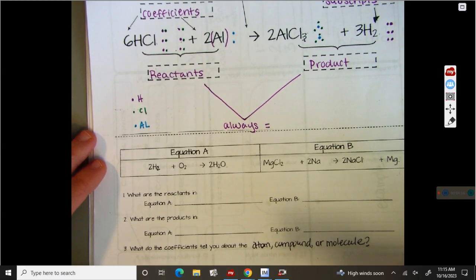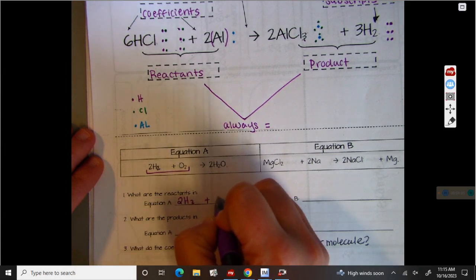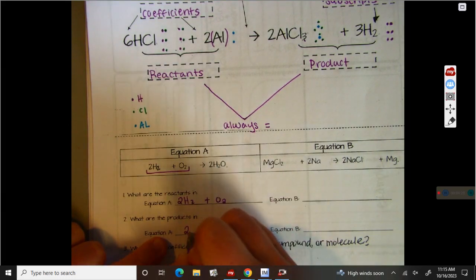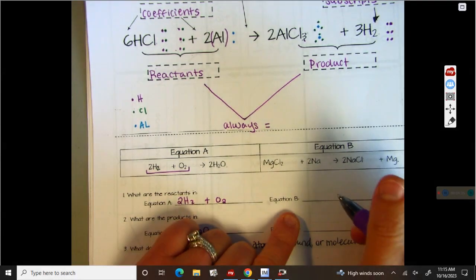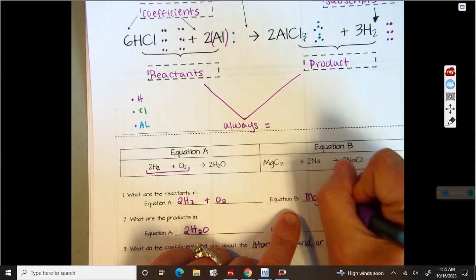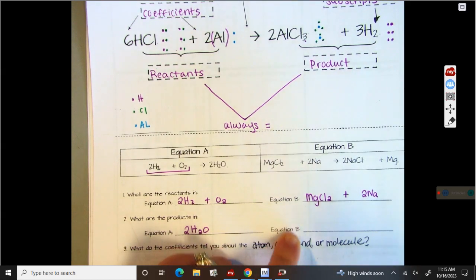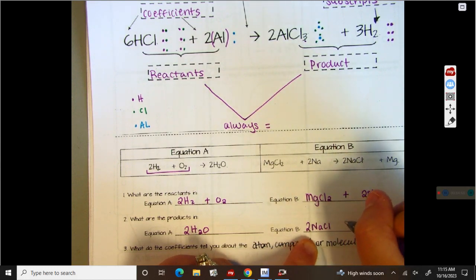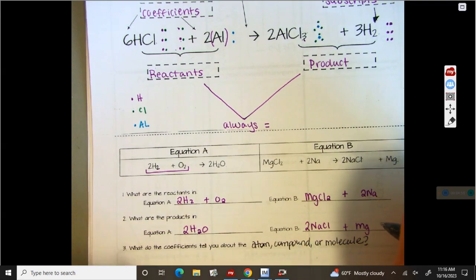Now, down here at the bottom, the reactants in my first equation A are 2H2 plus O2. And the products in equation A are 2 water molecules, 2H2O. For equation B, our reactants are MgCl2, magnesium chloride, plus 2 sodium atoms. And our products are 2 sodium chloride, which we call table salt, and 1 magnesium atom.